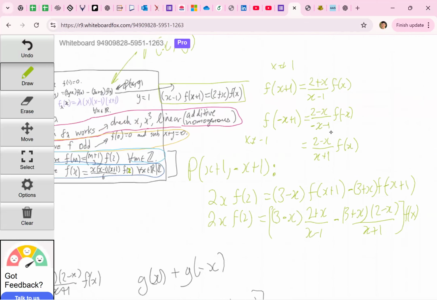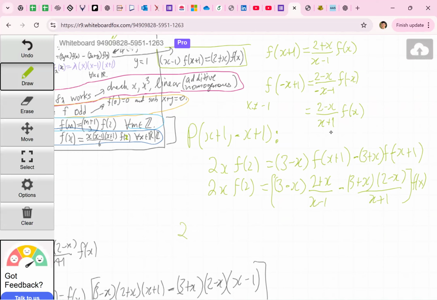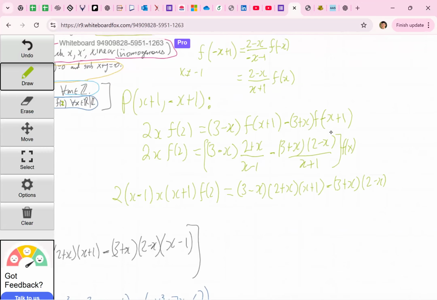Yeah, so then you clear denominators. I don't like erasing. You get 2x minus 1 x plus 1 f of 2 equals 3 minus x, 2 plus x, x plus 1, minus 3 plus x, 2 minus x, x minus 1.